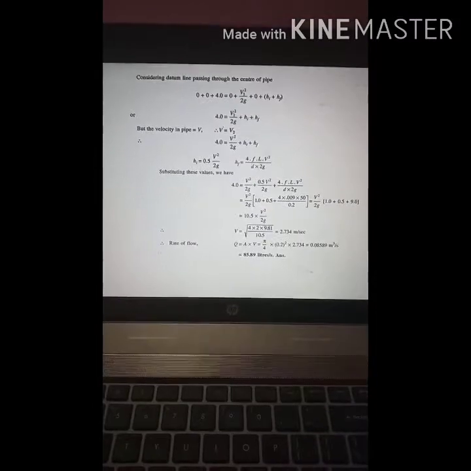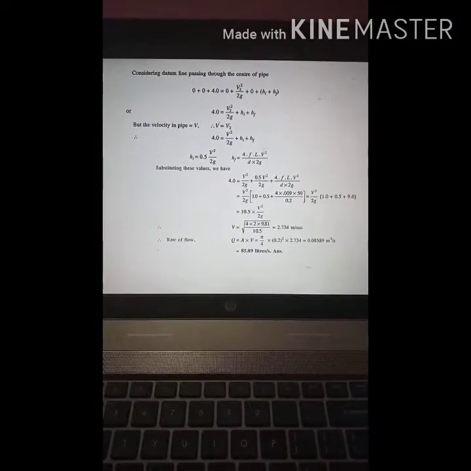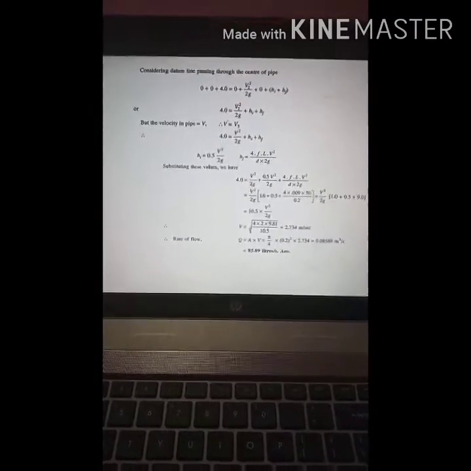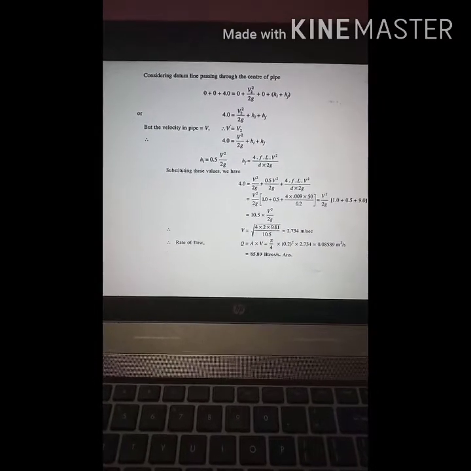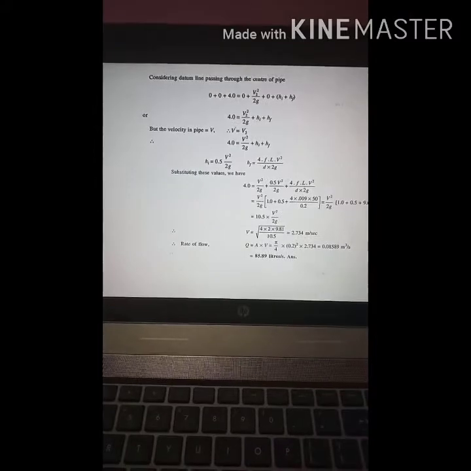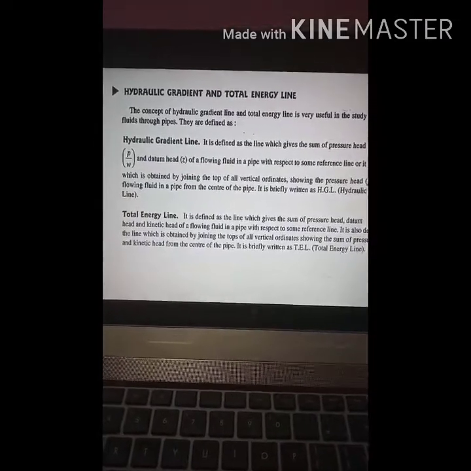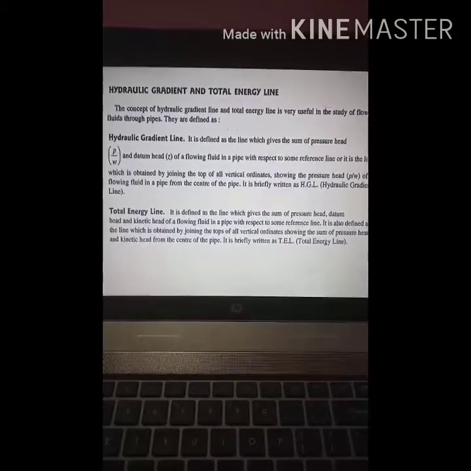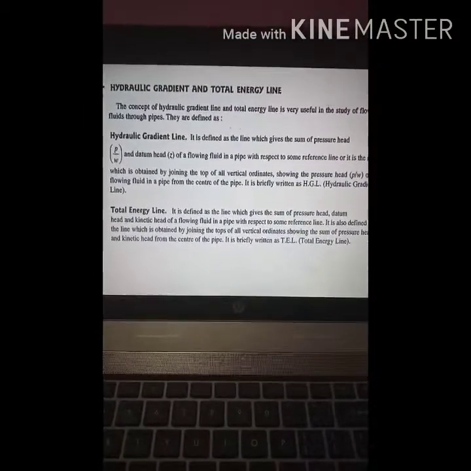Putting the velocity in the equation of discharge, discharge is equal to area into velocity, you will get the discharge. It is coming as 0.08589 meter cube per second, which is 85.89 liter per second. So this is about the numerical of the minor loss.